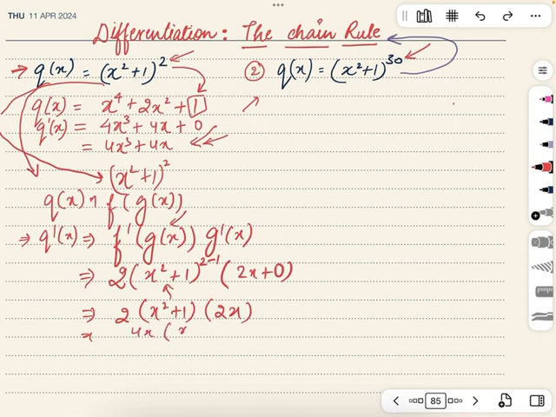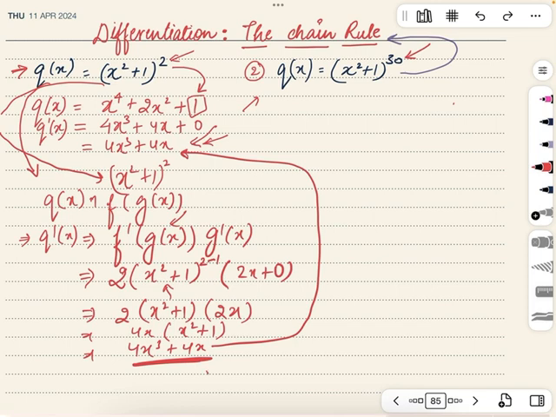4x times (x square plus 1). If you simplify, it will become 4x cube plus 4x, which is exactly similar to this differentiation. That means it holds good for this question. So the same chain rule will be applicable to questions like this, making our task a little easier when we are dealing with larger powers.